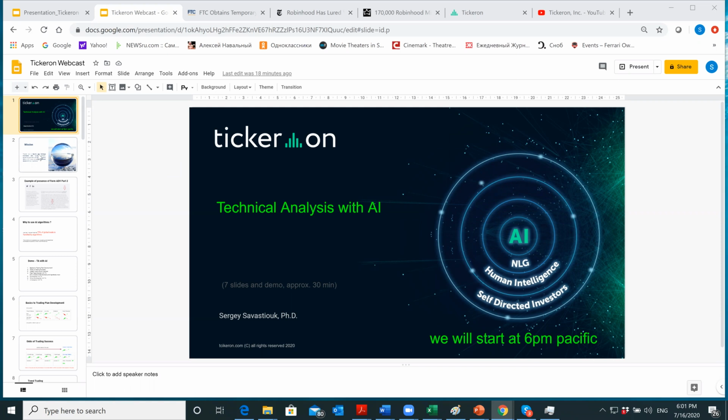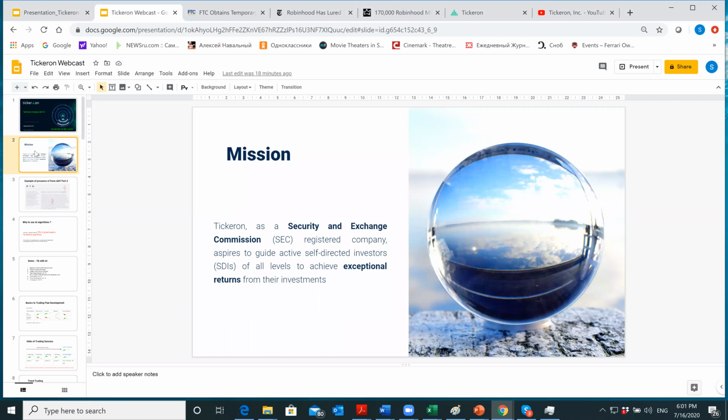So what is Tickeron, and what is the difference between Tickeron and any other company? The difference is, in this market, we are an SEC registered company. What it means is we cannot say BS because we're under the guidelines of the Securities and Exchange Commission, FINRA, and we cannot sell any BS. That's an important statement. We don't do that, but others do.